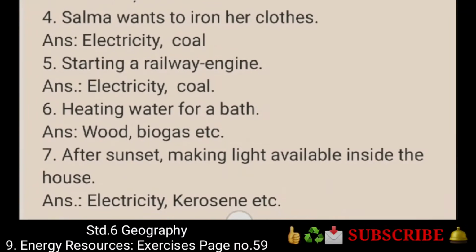4. Salma wants to iron her clothes. The answer is electricity, coal. 5. Starting a railway engine. The answer is electricity, coal. 6. Heating water for a bath. The answer is wood, biogas, or you can use electricity too. 7. After sunset, making light available inside the house. The answer is electricity, kerosene, etc.